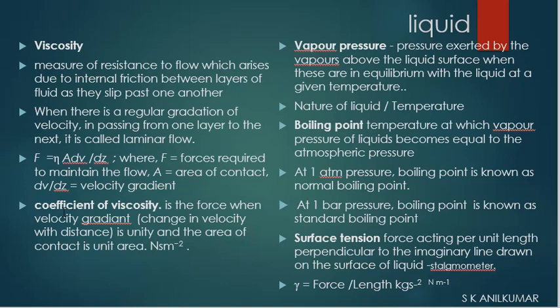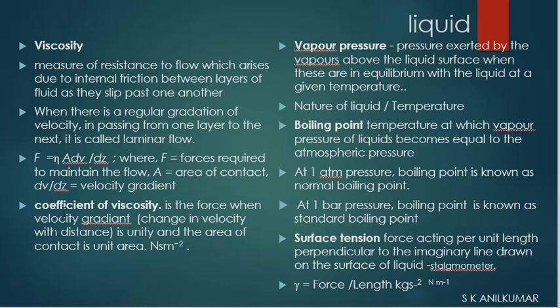What is velocity gradient? Velocity gradient is related to the force required to maintain the flow. F equals eta A dv by dz. What is the coefficient of viscosity? Coefficient of viscosity is the force when the velocity gradient is unity and the area of contact is unity, one unit area. Viscosity is the resistance to flow due to internal friction between layers as they flow or slip against each other.